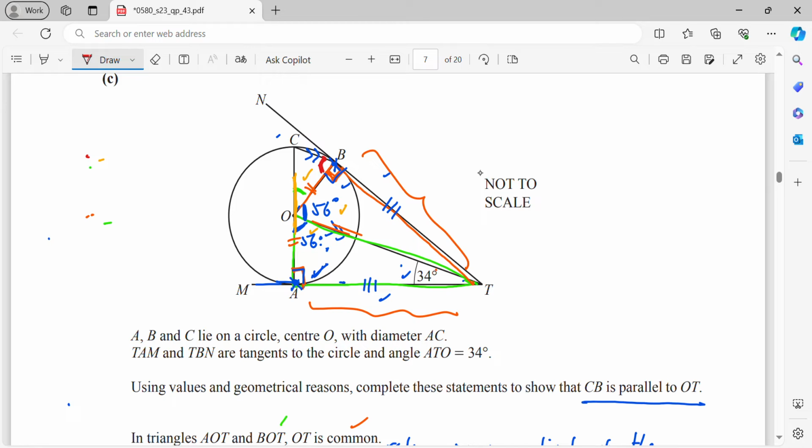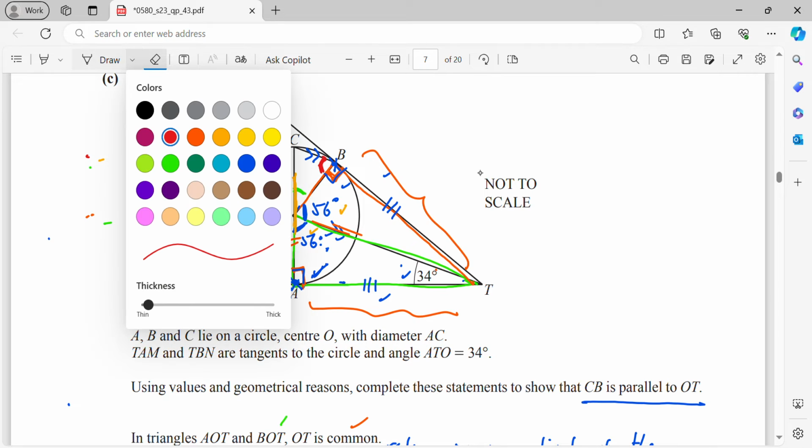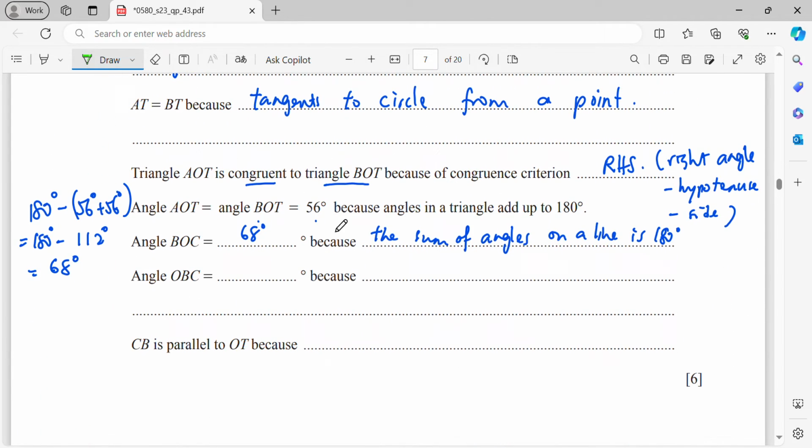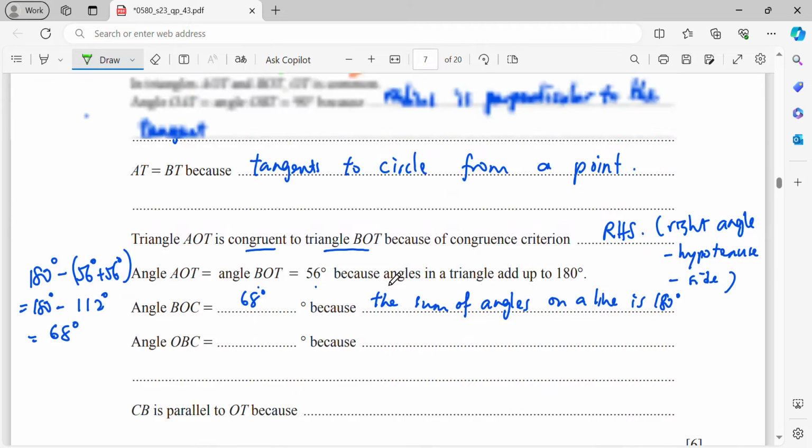Okay, now when you look at the whole triangle, I mean the triangle OCB, we know that OC is a radius, OB is also a radius. So when both are radii, that means this angle should be the same as the other angle. Here I have just found that angle COB, or BOC, is 68.